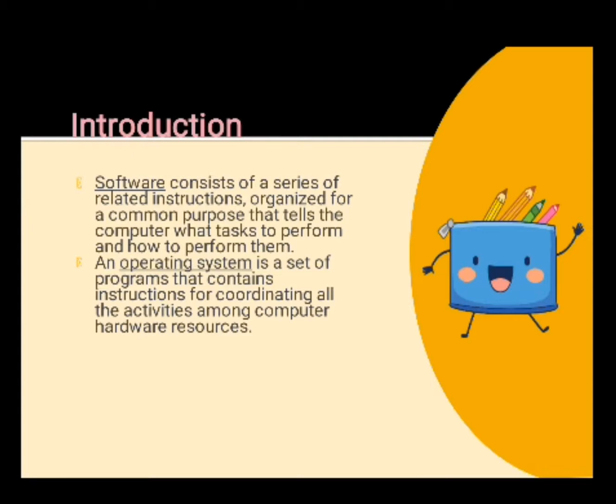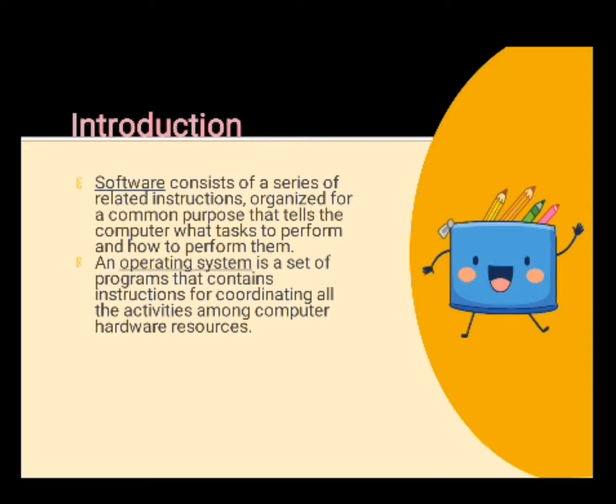Software is a set of programs, or you can also say that software consists of a series of related instructions organized for a common purpose that tell the computer what tasks to perform and how to perform. Actually, software behaves like a bridge between computer hardware and computer users. And the user interface controls how you enter data and instructions and how information is displayed on the screen. We mostly have two types of user interfaces, character user interface or graphical user interface, but detail about character user interface we will do later.